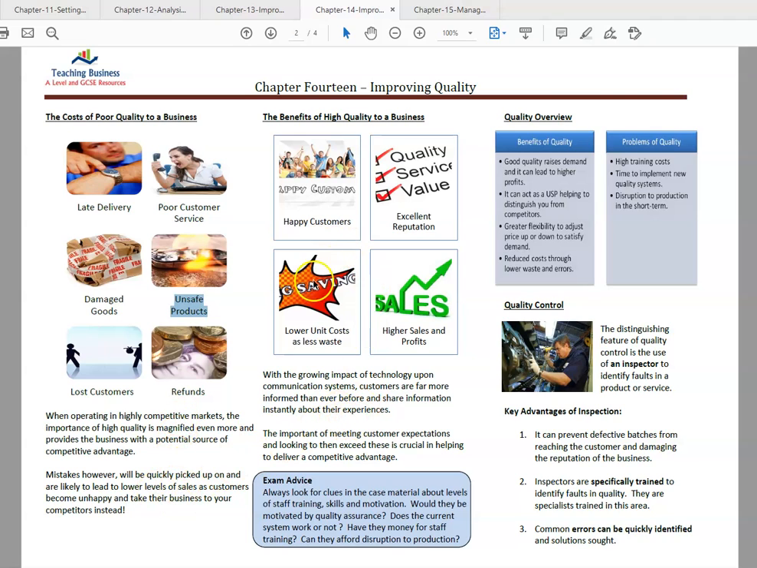And there are benefits to high quality. One of the key things is quality control. So it's important that a certain proportion of things are inspected. Often this is done by machinery now. And this makes sure that we catch any errors or any faults in products, particularly, as I say, where unsafe products could result.